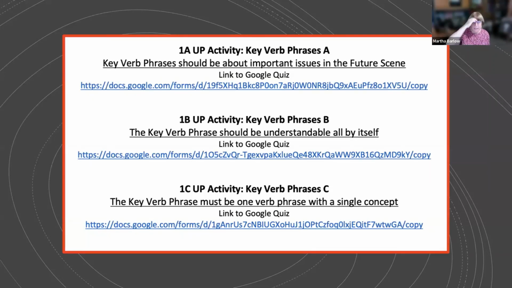For each of these, in the materials that Allison will share, they'll be posted, I guess, in the next Wednesday newsletter that we get. There are links to each of the Google quizzes. You can see that at the end of the link, it says copy. If you click on the link, it will ask if you want to make a copy of it, so you won't be dealing with the original at all. You can make a copy and then change it and use it however you want.